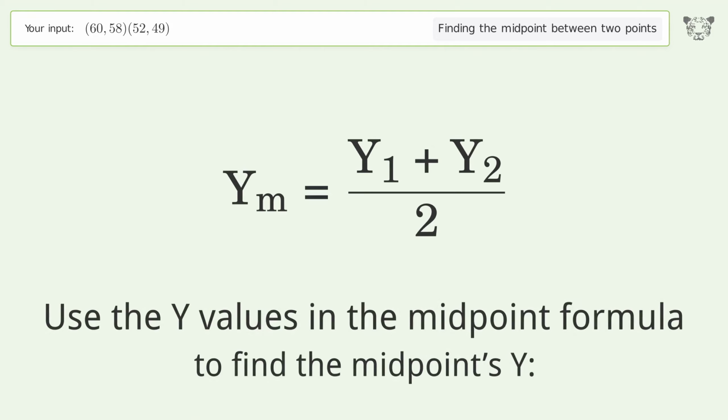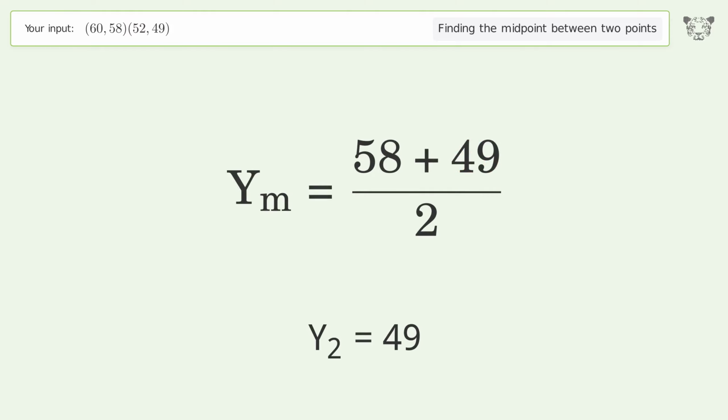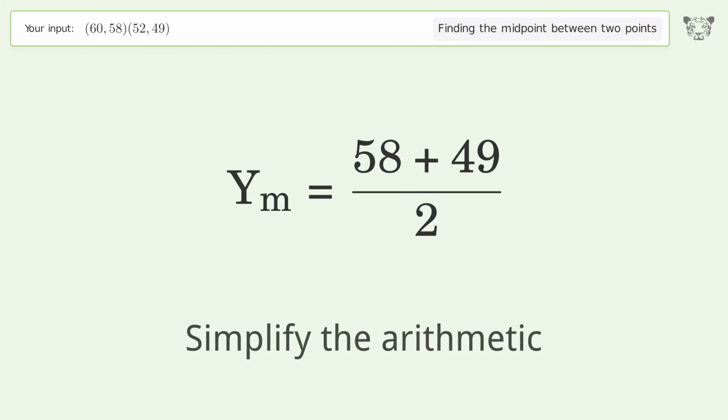Use the y values in the midpoint formula to find the midpoint's y. y1 equals 58. y2 equals 49. Simplify the arithmetic.